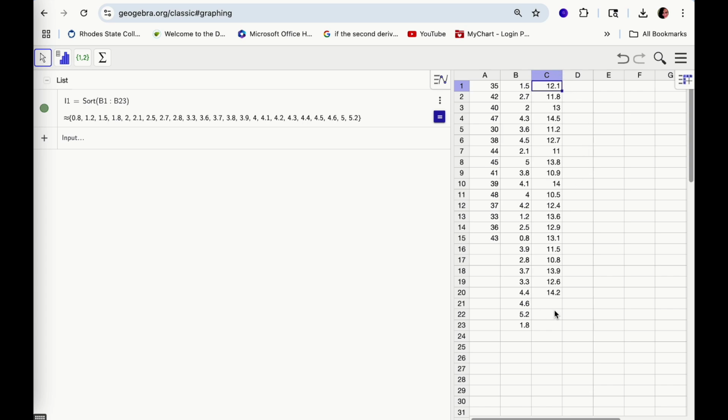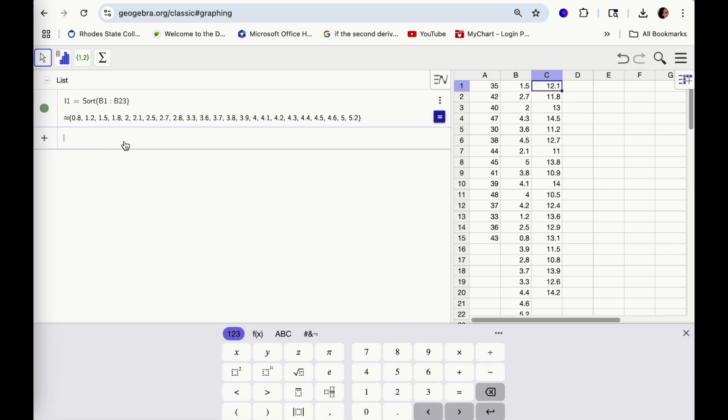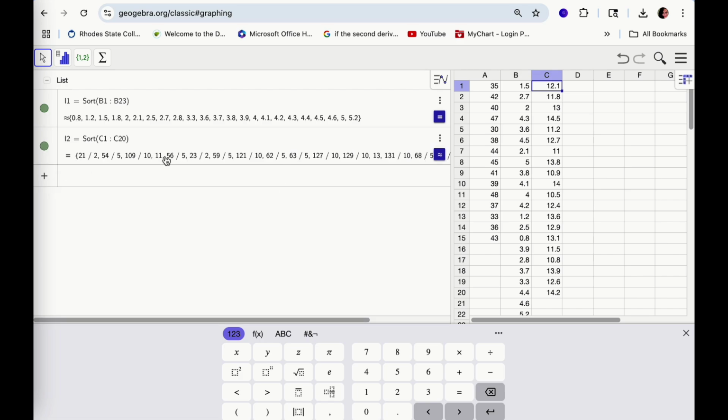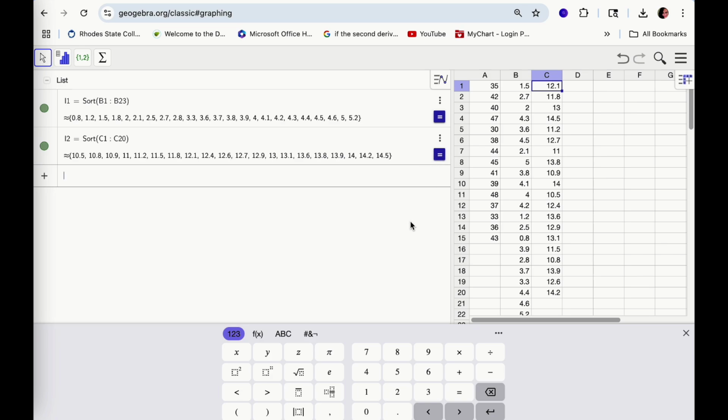All right, now that we have the data in there, if we want to sort it from smallest to largest, I'm going to tell GeoGebra to sort. I'm going to choose the list option. And now I'm going to tell it to sort my list that goes from C1 to C20. So capital C1, colon, capital C20, and then I hit enter. Again, it gave me my values as fractions, which is fine. I'm just going to use the approximate button to change it back to decimals. So now here's our sorted list from smallest to largest.